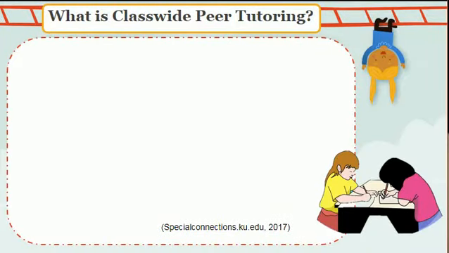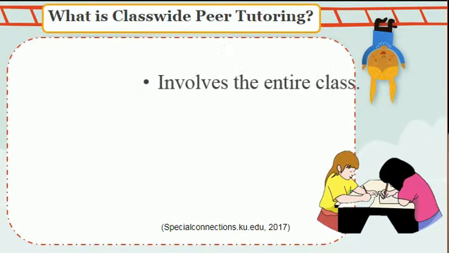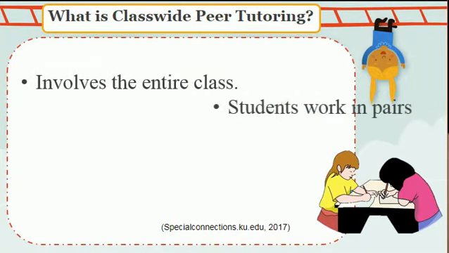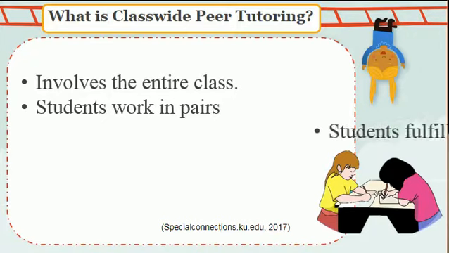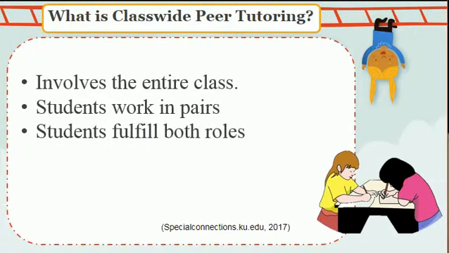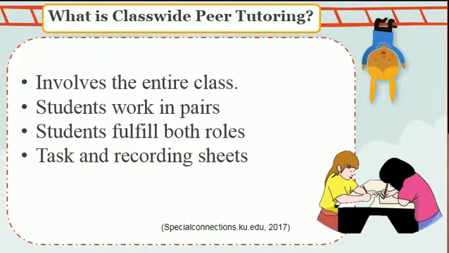Actually, the class-wide peer tutoring strategy allows every student in the class a chance to be the tutor and the tutee. The basic elements of CWPT are: the whole class gets to participate simultaneously. Students take turns fulfilling the roles of tutor and tutee while working in pairs. Students use a teacher-created task sheet that explains the task criteria to be practiced, and a recording sheet to record the performance of the tutee. This is also a strategy that is fun and full of competition for the whole class.